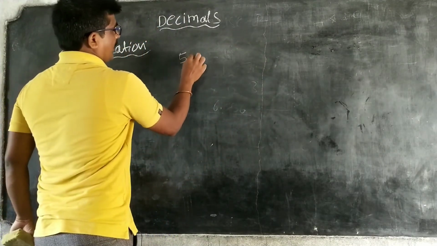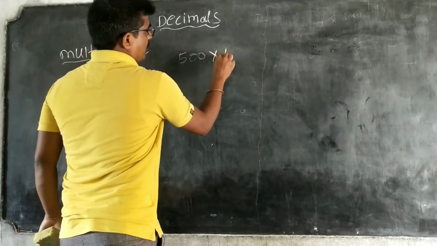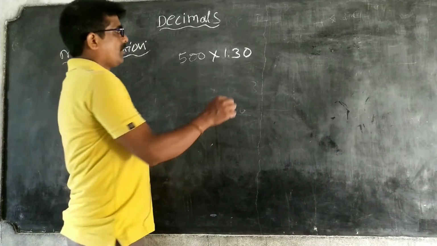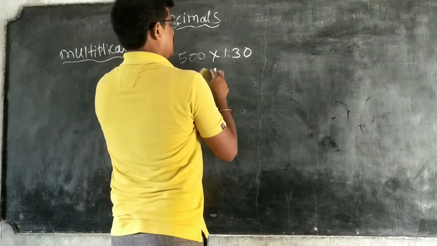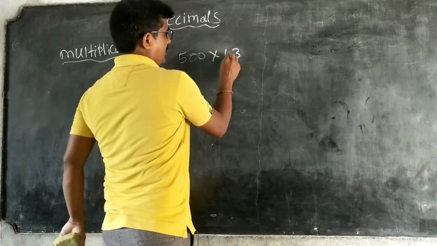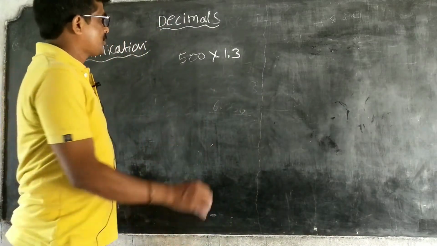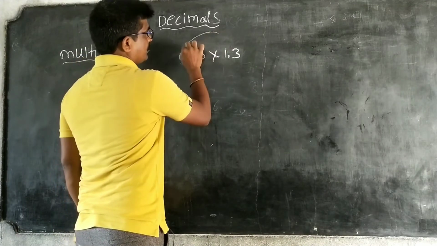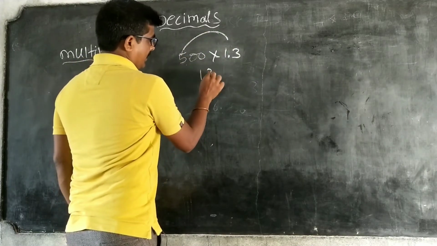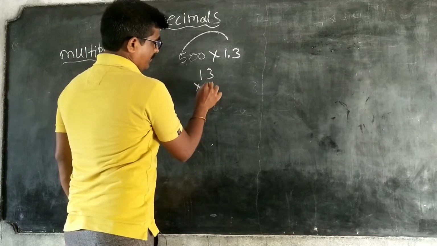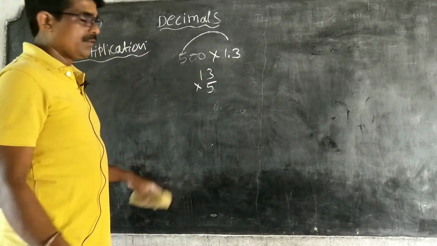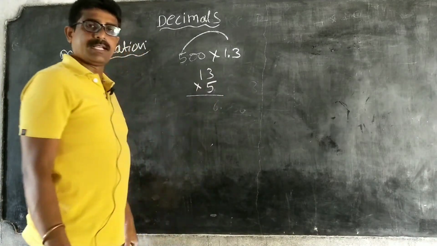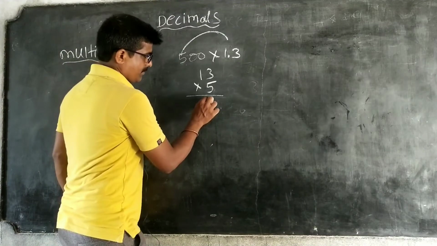So 500 into 1.30. 1.3 is enough. Okay, 500 into 1.3. How do we do it? First, you multiply these two, 13 into 5. 13 fives are 65.